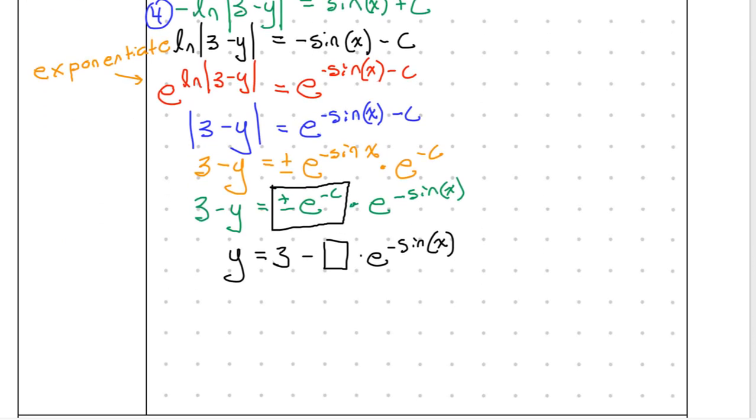So here I go. Y is 1, so I'm plugging in 1, is equal to 3 minus box times e to the negative sine, and I'm plugging in 0. Oh, and that works out because the sine of 0 is 0. Sine of 0 is 0, so negative 0 is 0, so e to the 0 is 1. So this whole thing right here goes to 1. And 1 times anything is anything. So this all simplifies down to just 1 equals 3 minus box.